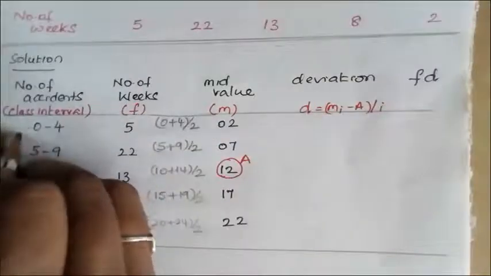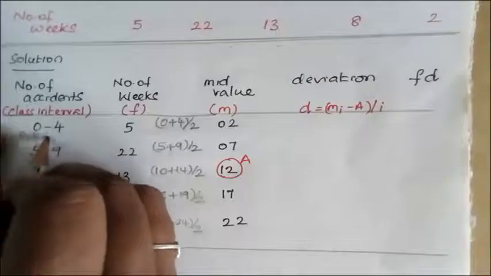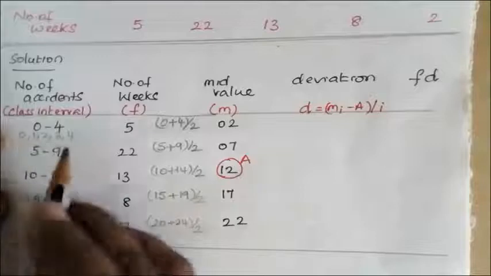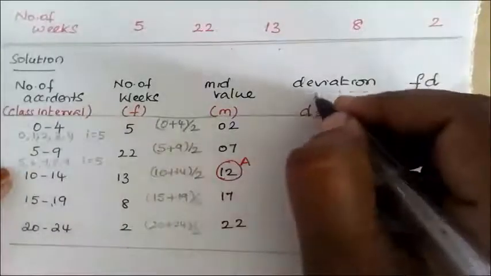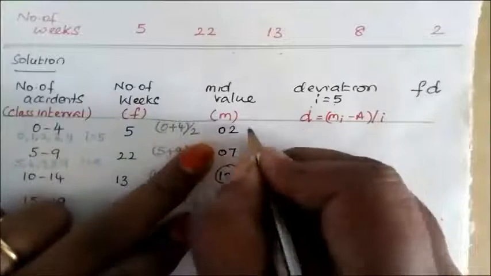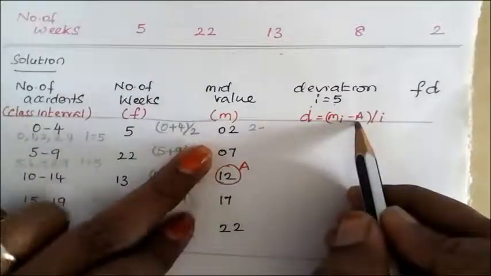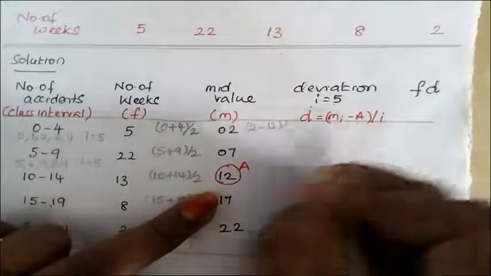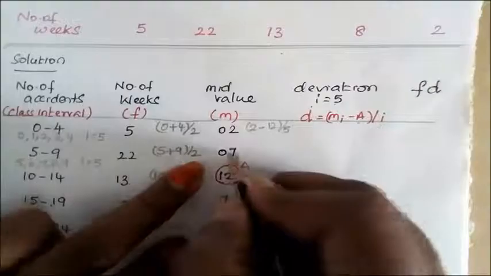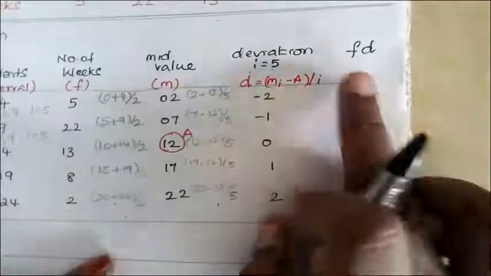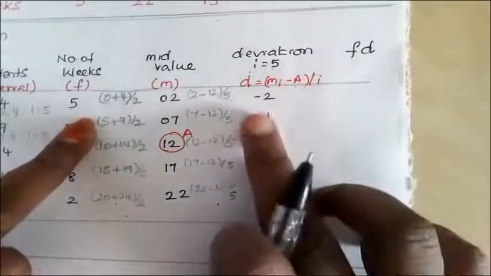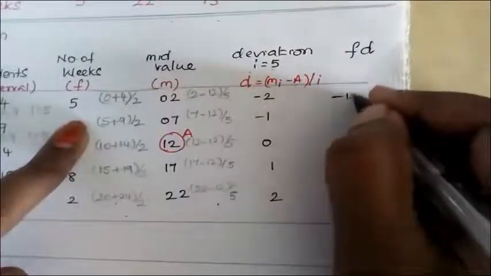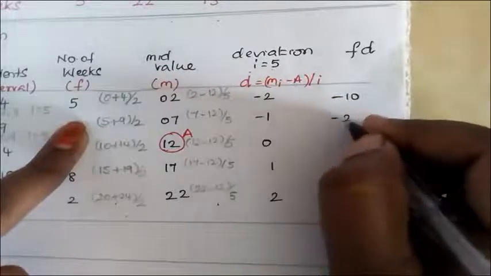The class interval starts with 0, 1, 2, 3 and 4. This is the width of the class interval. It is 5. Width of all these class intervals is 5. M value is 2 minus A, the assumed mean, which is 12, divided by I, the width of the class interval, which is 5. Similarly for all the mid values, which gives the D values. At last you have to multiply the frequency F and deviation D. So 5 into minus 2 gives minus 10.